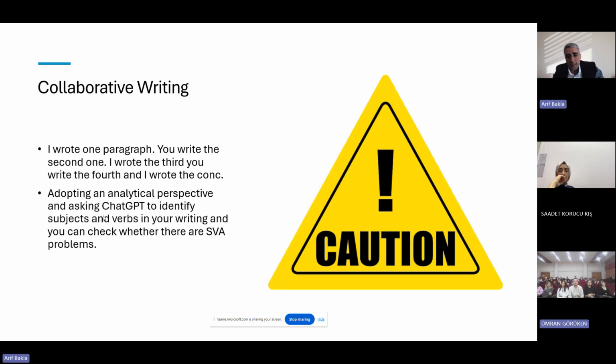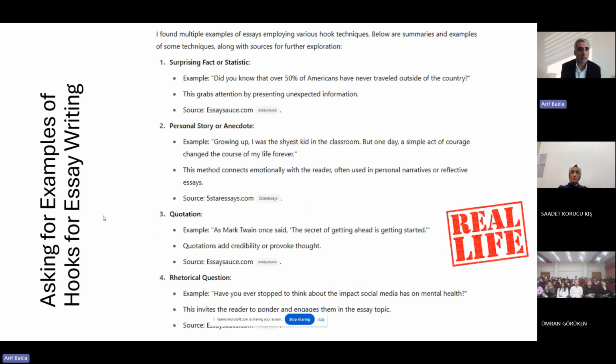So collaborative writing could be an option, friends. You can prepare exercises like this. For example, you give a paragraph to your student and then ask him to write the next. The next one is written by AI. The next one is by student. In this way, you can ensure that students write coherently and cohesively. This would be a worthwhile activity in this respect. You can integrate this into your lesson plans.